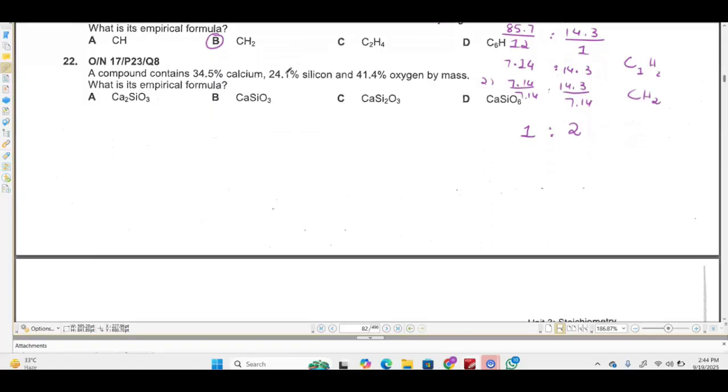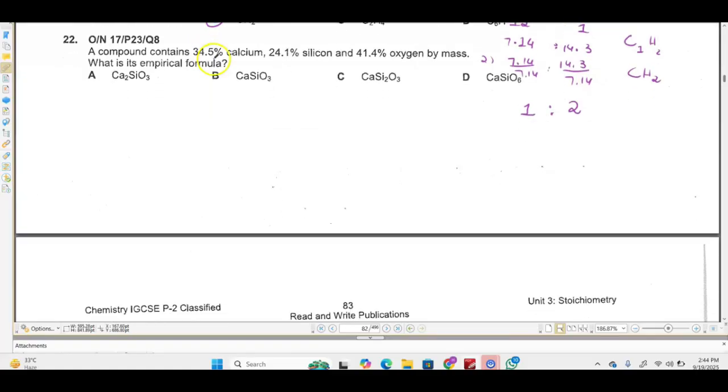Moving on to question number 22. A compound contains 34.5% calcium, 24.1% silicon and 41.4% oxygen by mass. What is its empirical formula? So we have three elements in this compound, which is calcium, silicon and oxygen. We are going to write them like this. For calcium, the percentage is 34.5. For silicon, it's 24.1%, and for oxygen, it's 41.4%.